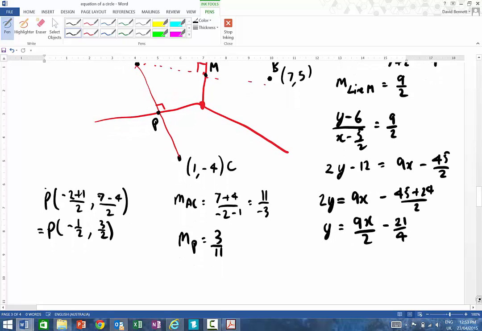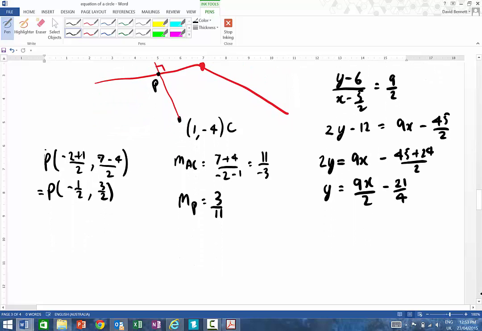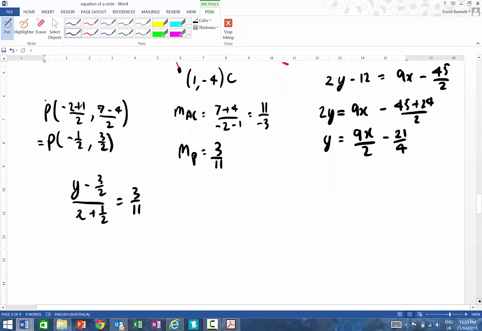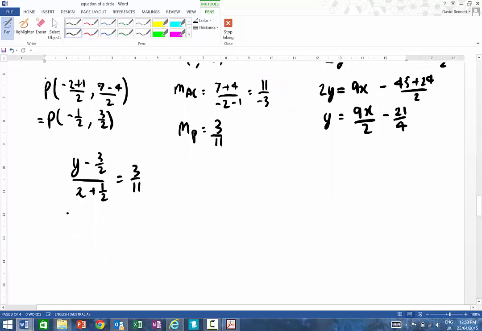Okay, so the next thing I've got to do, knowing the point and the slope, I've got to find my equation. So therefore we're going to have y take 3 on 2, x take negative half, so that's plus a half, and that's equal to 3 on 11. So again, I'm going to just do the same process, even though these aren't very nice numbers, it's still going to work out. So I'm going to get 11y take 11 times 3 is going to be 33 on 2 is equal to 3x plus 3 on 2.